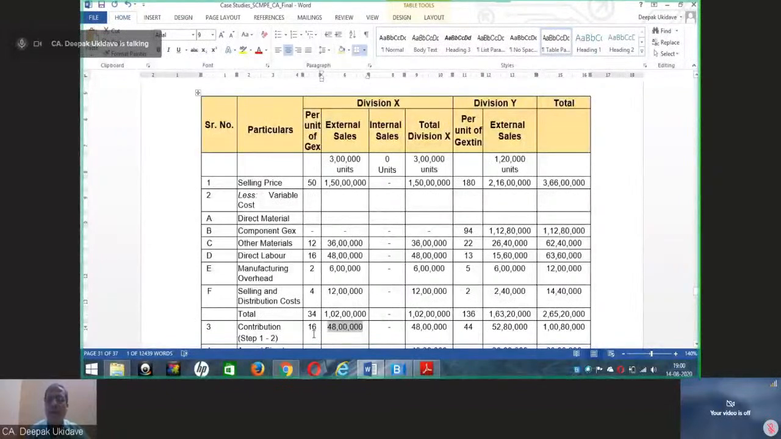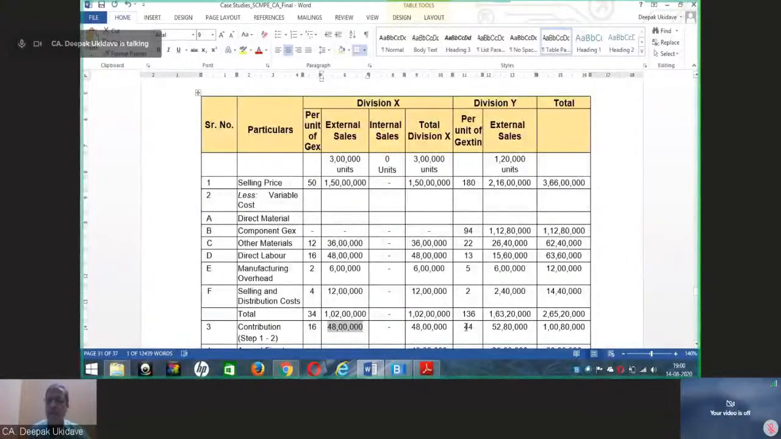But I will not recommend. I will always advise the students to prepare this out. You must ensure that every element of cost you have captured in the calculation. So 16 rupees is the contribution multiplied by 3 lakh gives you contribution of 48 lakh. This is for division X.